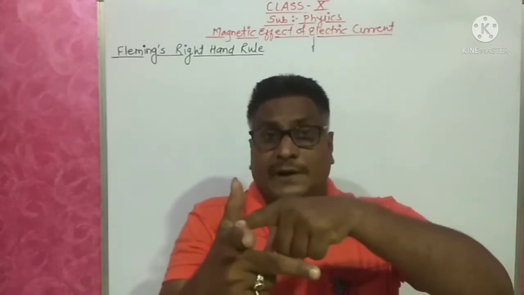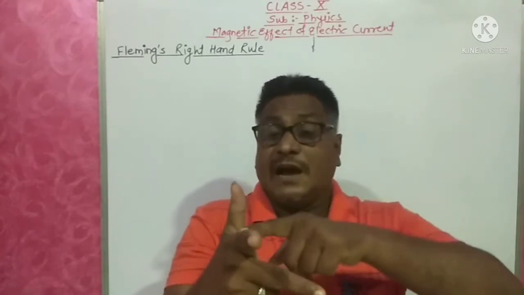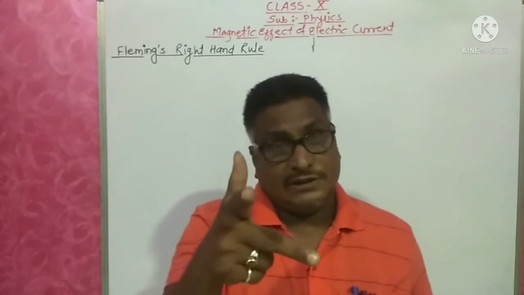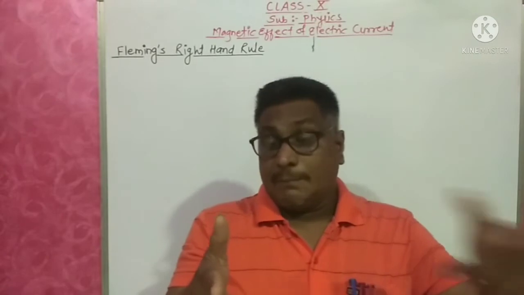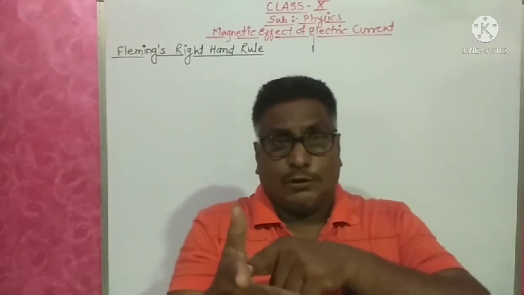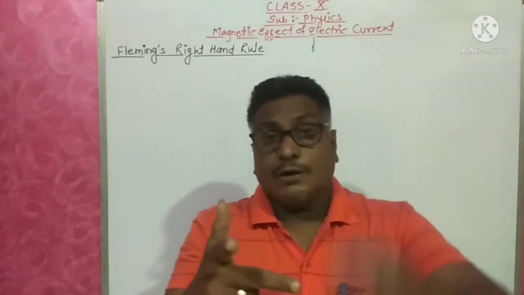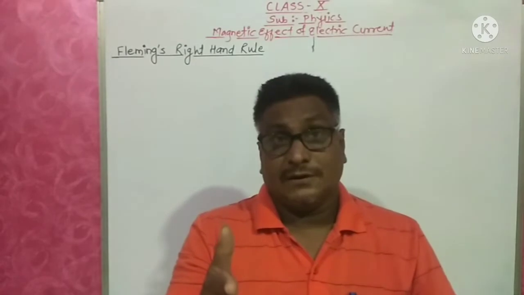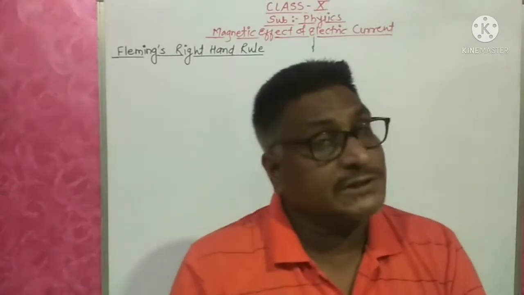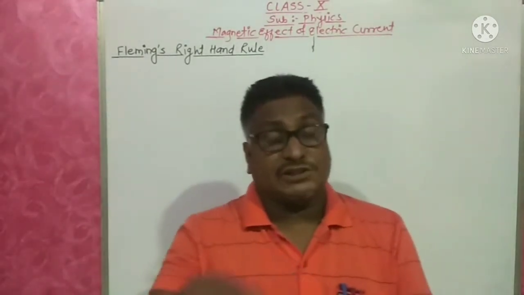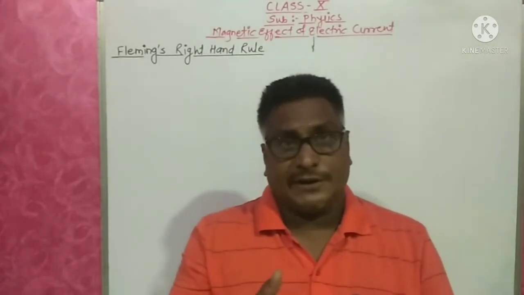Hold your forefinger, middle finger and thumb in such a way that they are mutually perpendicular to each other. There we pass the current, but here current is not there. So what is there? When we rotate the coil in the magnetic field, then current is produced. That current is called induced current, meaning production or generation of current. So here current is generated.